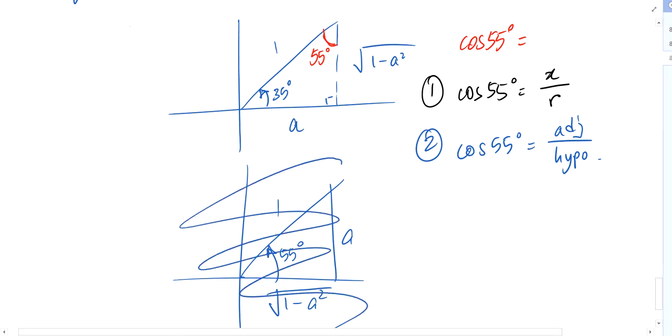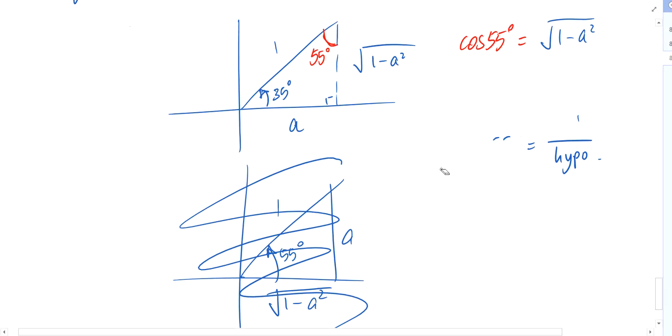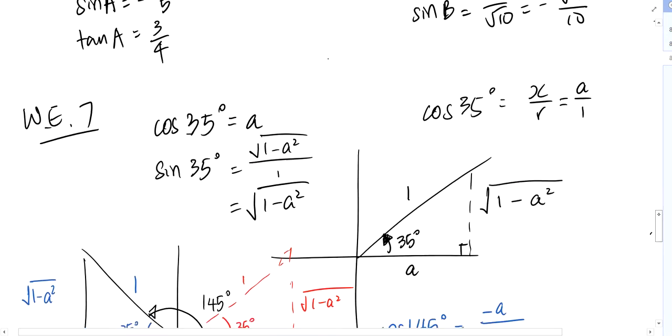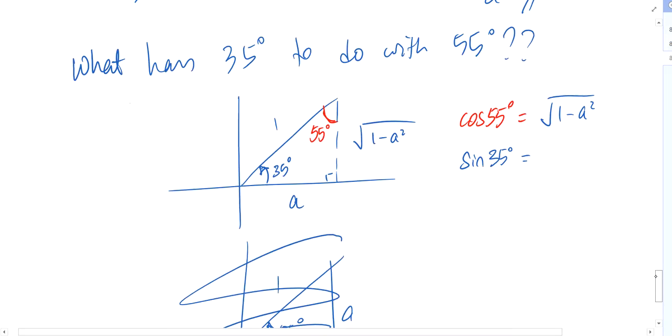Therefore, we can always fall back on what we learned in Sec 2. Adjacent over hypotenuse. If this is 55, where is my adjacent? Square root 1 minus a squared, divided by 1, hypotenuse. So this is square root 1 minus a squared. Okay? So let me just put down the result for sine 35 degrees. Early on we had sine 35 to be square root 1 minus a squared also.